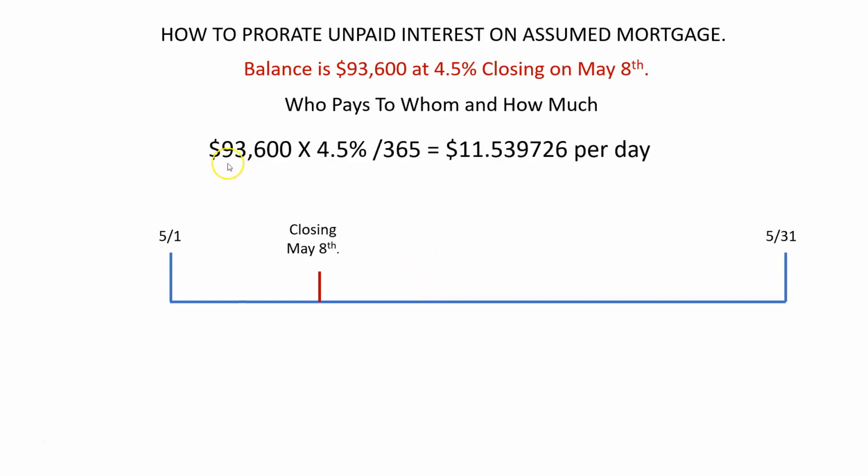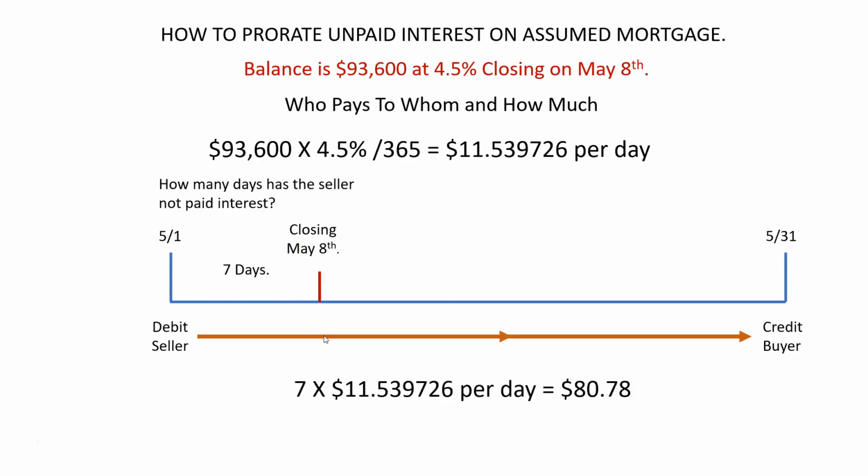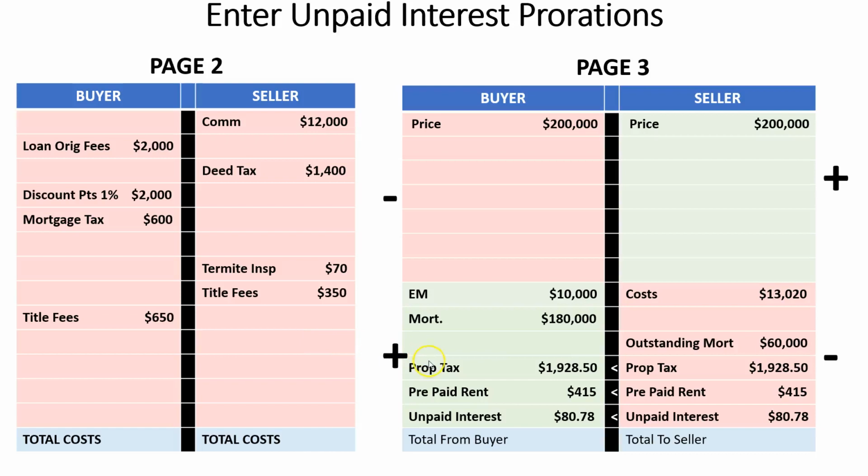Now we have to work out how much is the interest per day. Well, at 93,000 times 4.5% divided by 365 gives us about 11.54 per day. Therefore, we work out how many days the seller is going to be living in the house. 7 days. Therefore, once again, we just say 7 days, multiply that out, and we come with $80.78 out of the seller's pocket into the buyer's pocket. And there it is there, unpaid interest, if the buyer is assuming the loan. And this is how we're building up this closing disclosure.